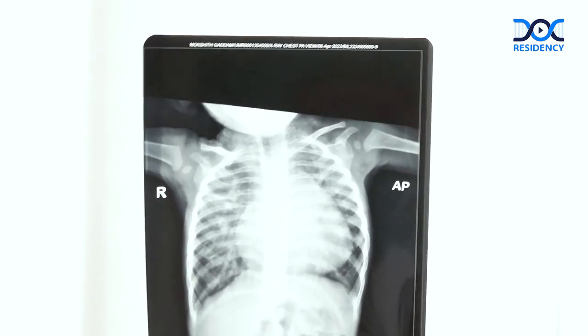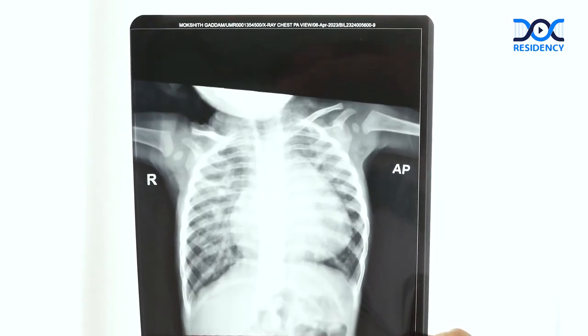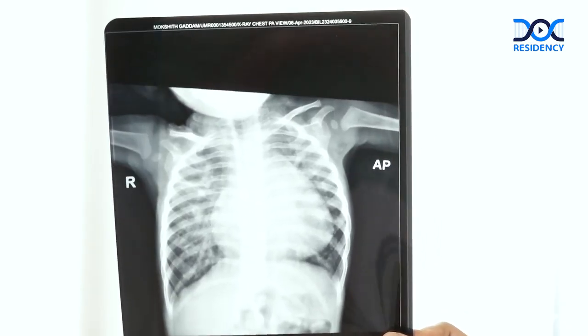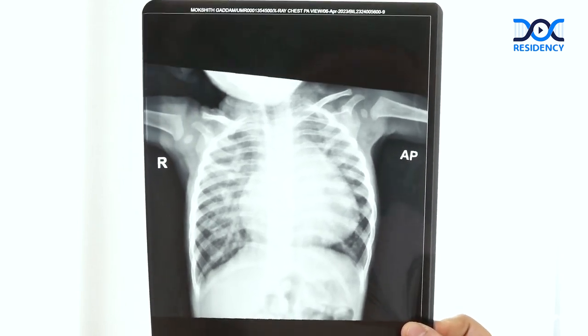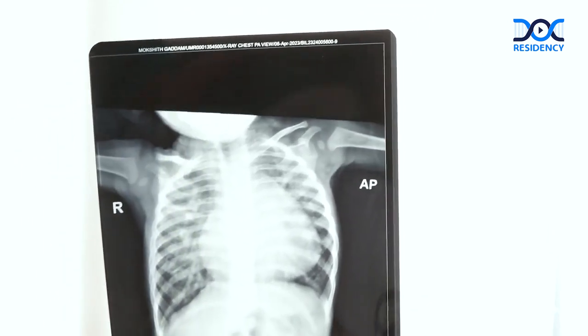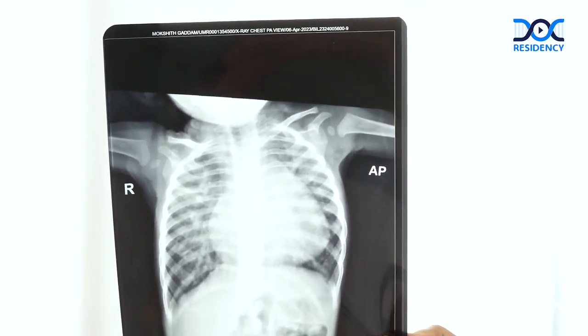So from the left to right shunt, where will the blood go? LV to RV. Will RV get dilated? No. RV will never get dilated. Why? Because at the same time when the LV is contracting, RV is also pushing out the blood into the pulmonary artery. So it will directly go to the pulmonary. Pulmonary artery is the first chamber which gets dilated.